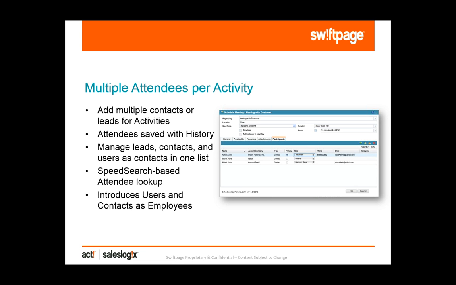Are they a decision maker? Are they there to just provide support and feedback? Are they going to record the notes of the meeting? And then every time the activity gets completed, it records history on each of those participants and attendees. And then it's also speed search enabled. So when I want to find the people that I'm going to invite to the activity itself, I can use the very powerful speed search capability inside of SalesLogix already.